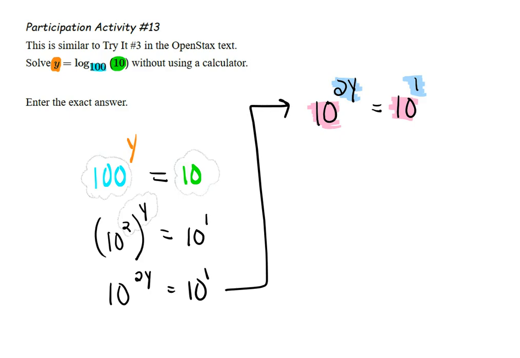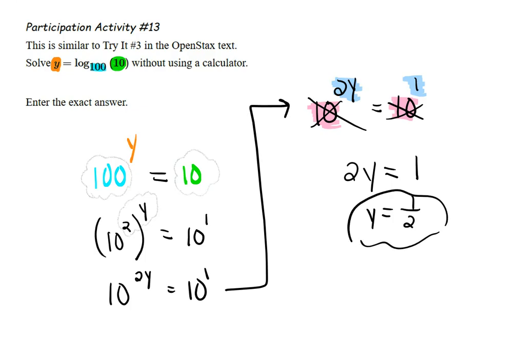So if I have a 10 to the this and it equals a 10 to the that, then my this should equal my that. Basically what you're doing is dropping the base, and the exponents just become equal to each other. It's a whole new equation. And then if 2y equals 1, y would have to equal 1/2. And it says enter an exact answer.